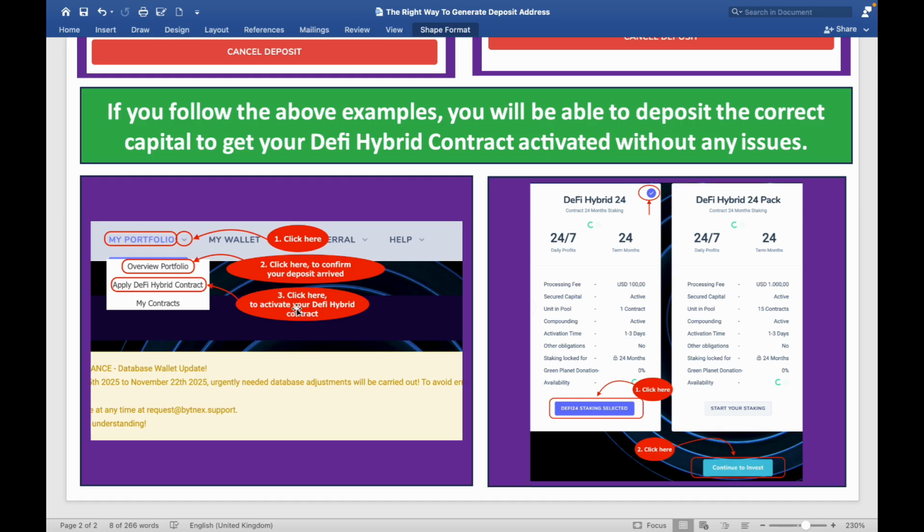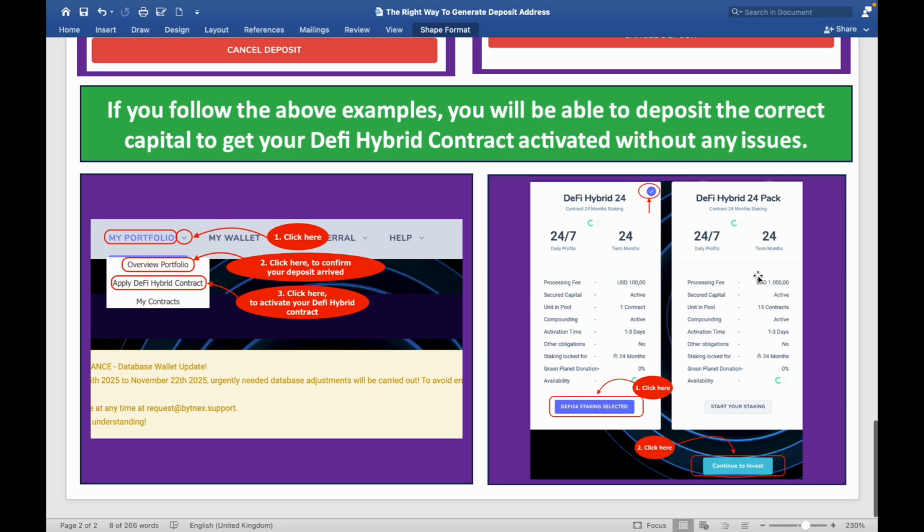When you click on Hybrid Contract, on my right hand side here this page will open up. If you wish to activate the $100 contract, you just click on DeFi 24 Staking selected, then click on Continue to Invest at the bottom here, and then click Confirm your hybrid contract that you have selected, and that will now activate your contract. If you don't want to do the 24 months for the $100 contract, and you want to do the $1,000 for the 24 months contract for 15 contracts, then you follow the same process.